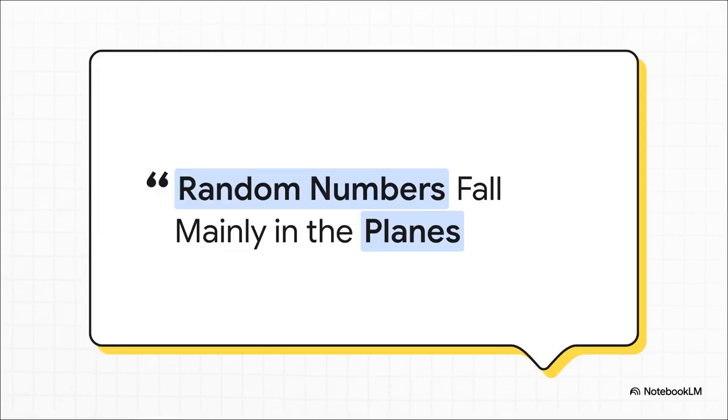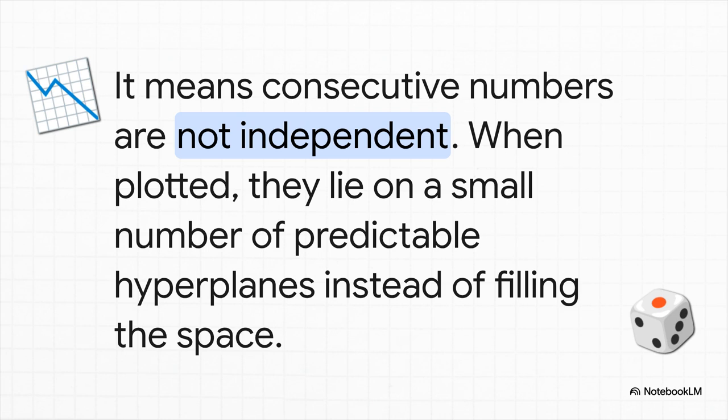A famous quote from the mathematician George Marsaglia perfectly captures the problem with weak generators like V8's old MWC1616. It sounds a little poetic, but it points to a surprisingly visual flaw. So what does that even mean? Simply put, the random numbers aren't actually independent from each other.